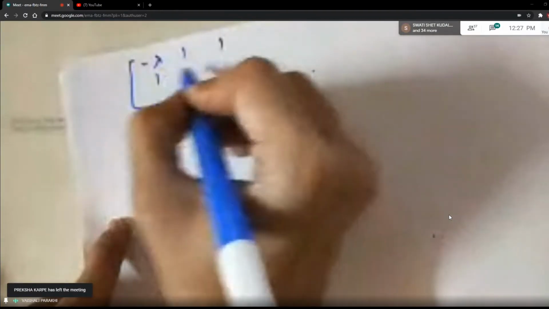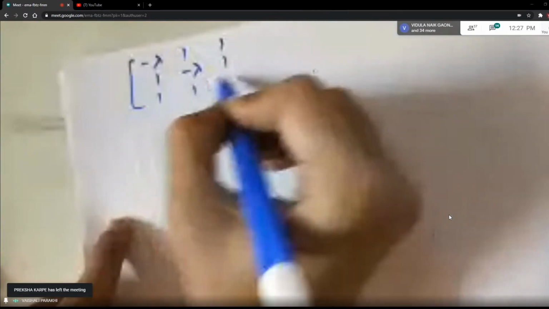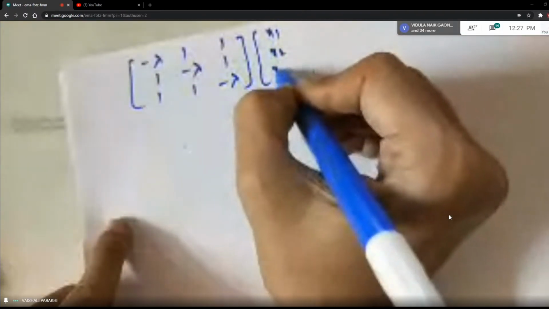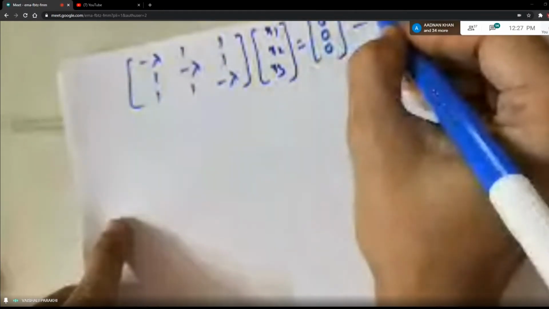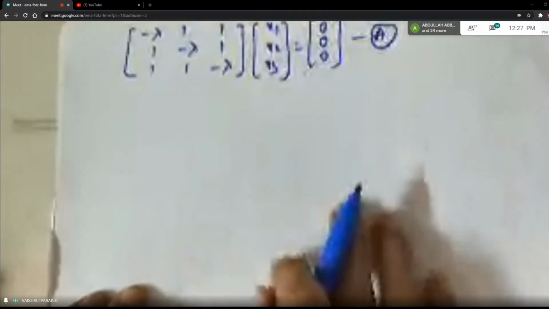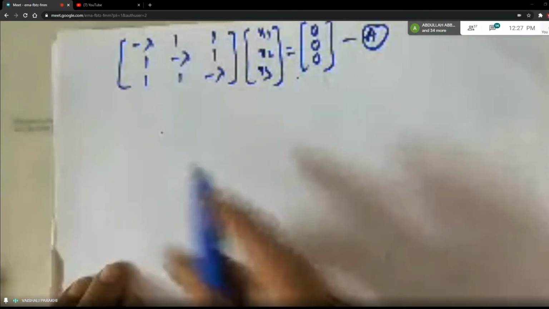Now see, I'll rewrite equation A here. Equation A is [minus lambda, 1, 1; 1, minus lambda, 1; 1, 1, minus lambda] times [x1, x2, x3] is equal to [0, 0, 0], and this is your equation A, correct? And as I said, in equation A, all our eigenvalues will go one by one.